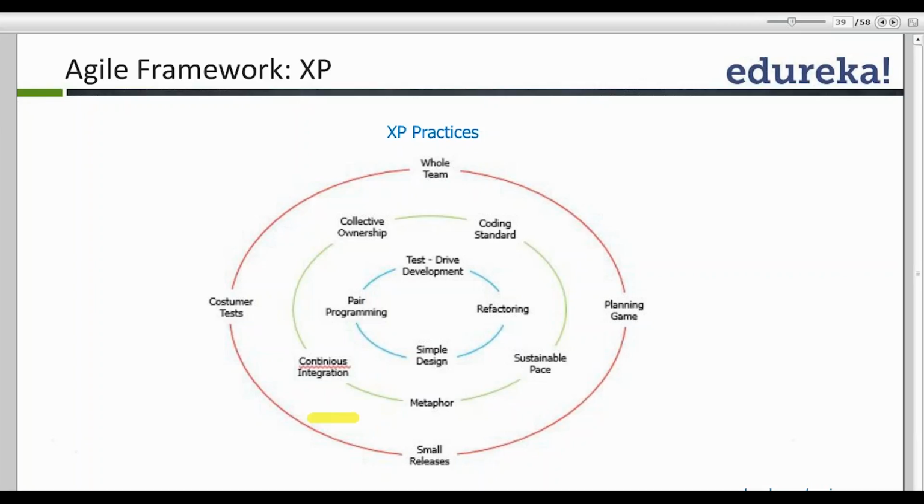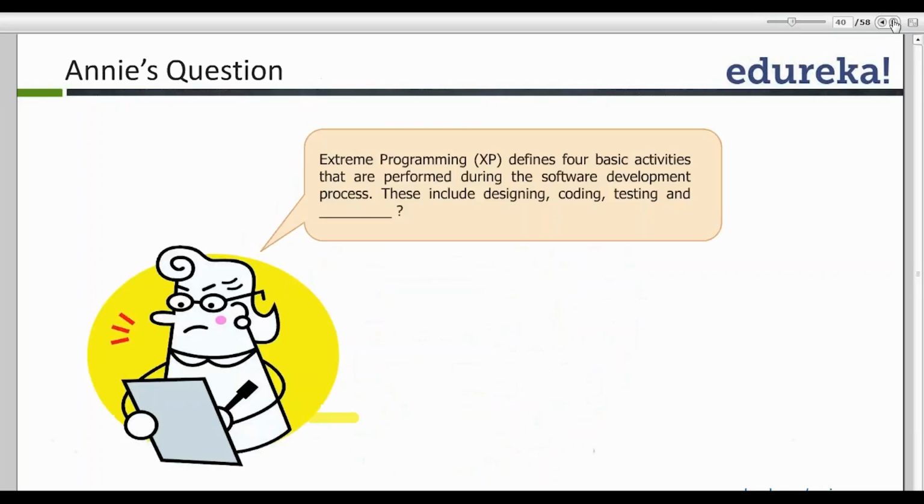So XP, as I said, the person who came up with XP is Kent Beck. So Kent Beck is the person who invented XP as a part of his work as a programmer, and there are certain extreme programming practices. Okay, so I think this is a very basic question.